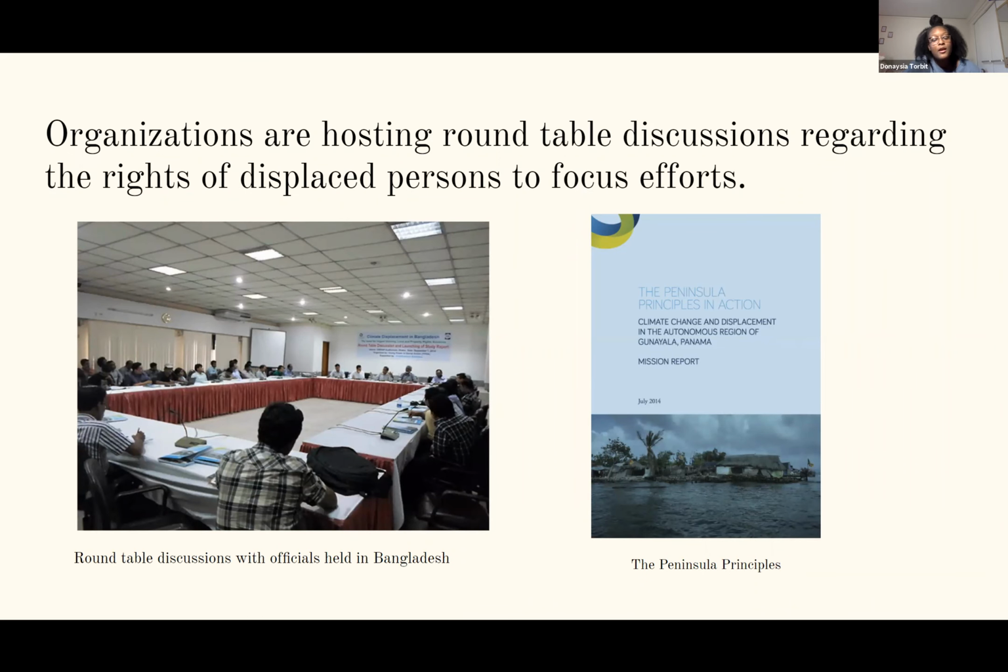Organizations are also hosting roundtable discussions regarding the rights of displaced persons to focus efforts. International organizations are heavily involved in improving national and international legal policy and institutional frameworks. Their plans are to secure housing, land, and property rights for displaced populations, but to do so, they must go through legal actions in order for these persons to gain legal citizenship in that region. Many regions are vulnerable to increased population numbers due to climate displacements, so they are now hosting discussions and providing reports that track the relation between climate change and displaced communities, which will then be used to provide evidence to integrate these populations.